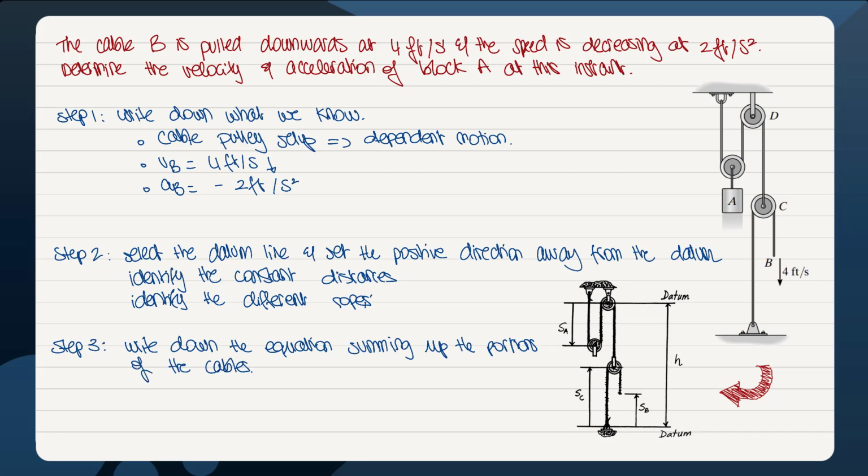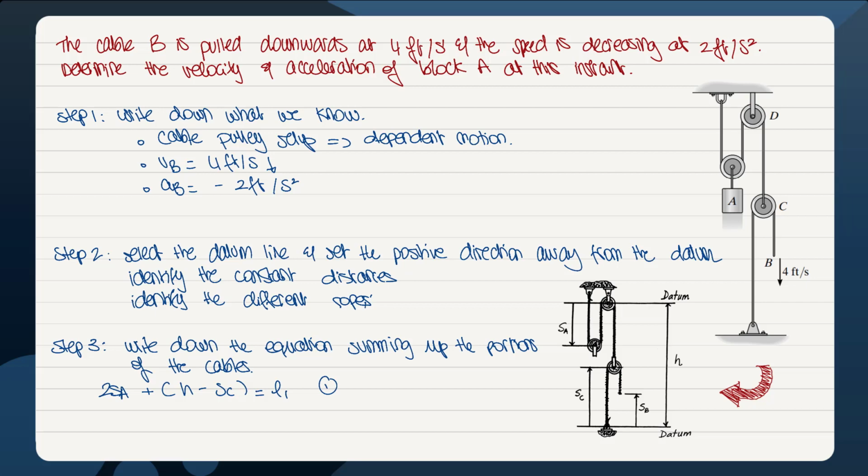So if we want to sum up the portions of the first cable by identifying the position of particle A, particle B, particle D, or particle C, one can write that 2SA, which is the length between the upper wall and the pulley, which identifies particle A, plus H, which is the total distance between the upper pulley and the ground. Remember, that's a constant, since the upper pulley cannot move and the ground cannot move as well. So H is always a constant.